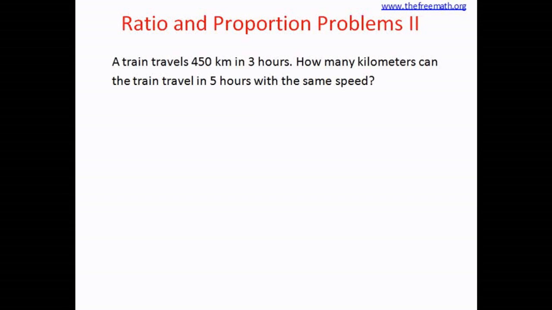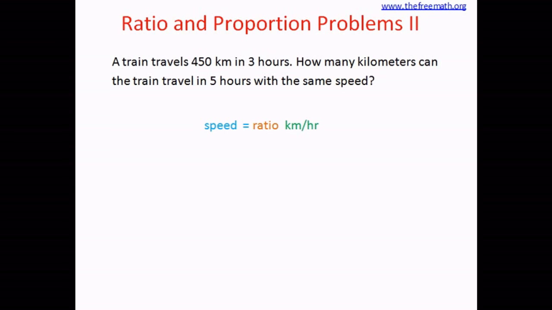If you look at this problem, they have mentioned the speed of the train. And the word speed means a ratio. A ratio of what? A ratio of the distance traveled to the time taken. How do we write speed? We write as kilometers per hour. That means it is the ratio of the distance in kilometers to the time taken in hours. So kilometer per hour is our speed. That means it is a ratio.